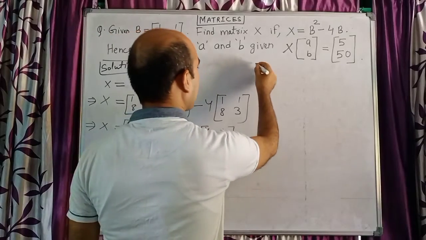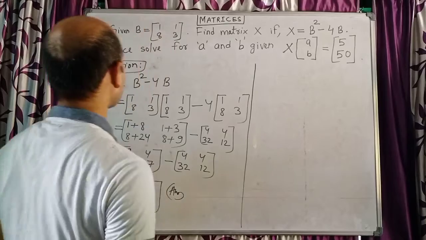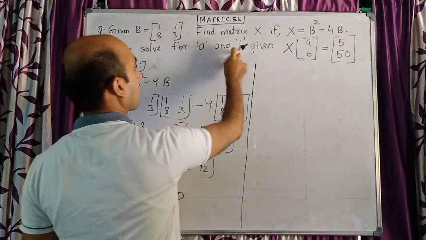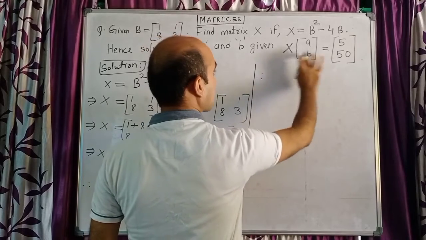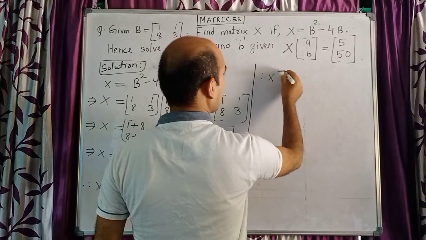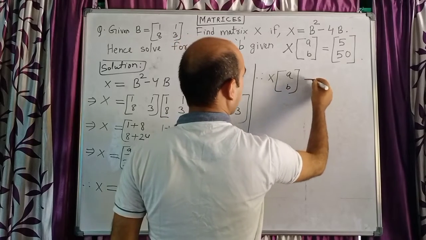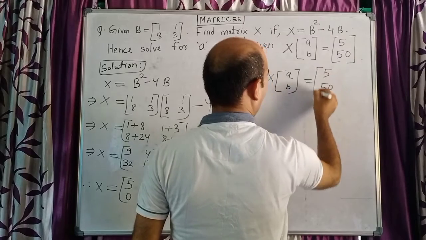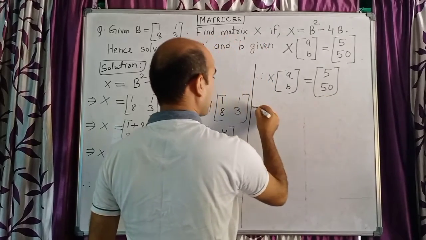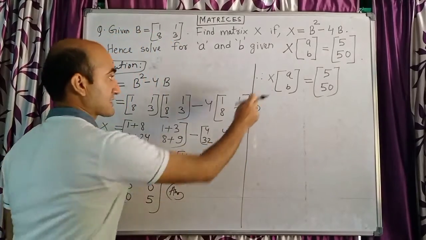Now, the second part is remaining here. Second part means they are saying here, find AB, and this relation is given. So for the second part, we will start by writing this given part. X times AB equal to 5, 50. Now, one good thing about this question is that now we know the value of matrix X.